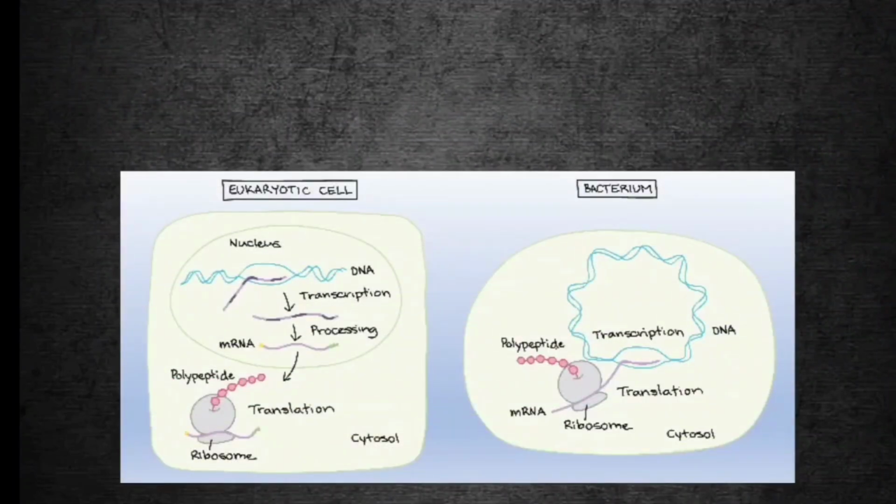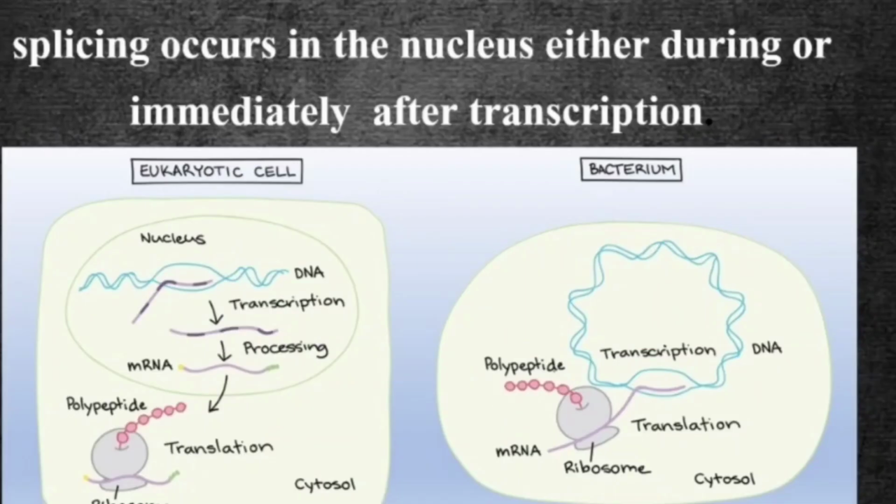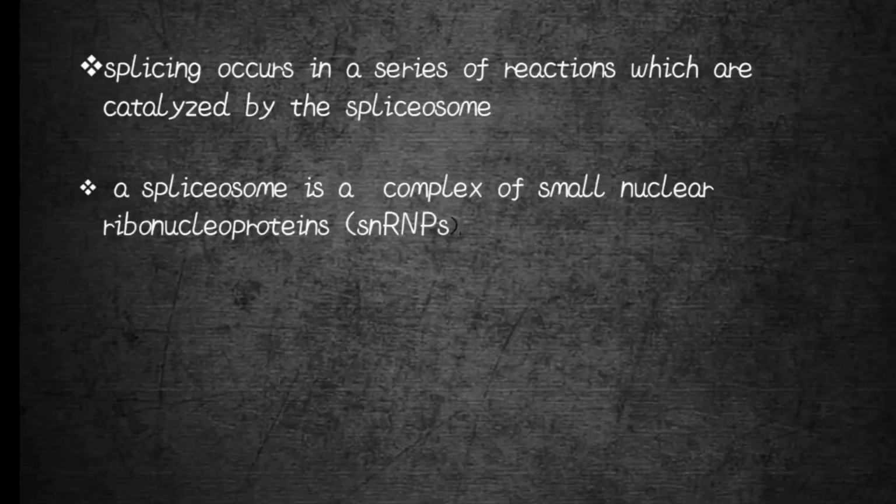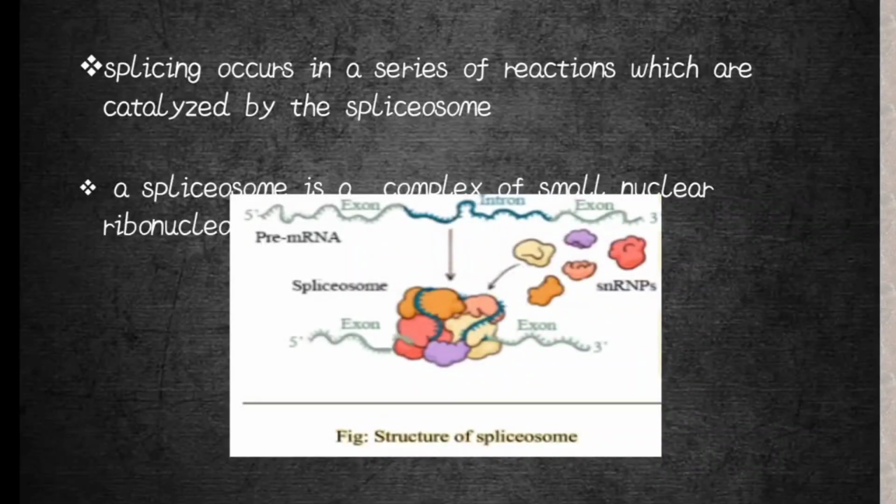Splicing occurs in the nucleus either during or immediately after transcription. Splicing occurs in a series of reactions which are catalyzed by the spliceosome. A spliceosome is a complex of small nuclear ribonucleoproteins.